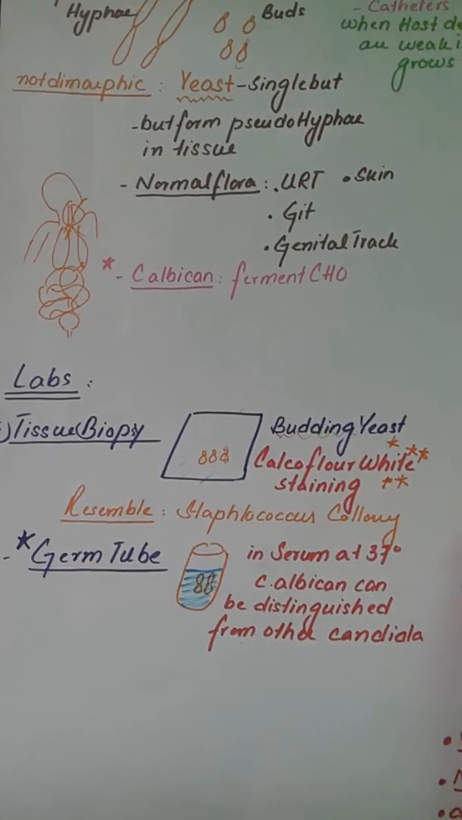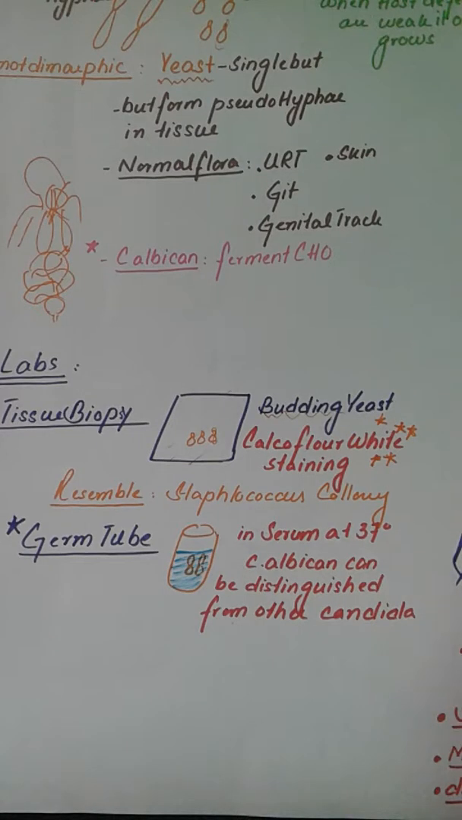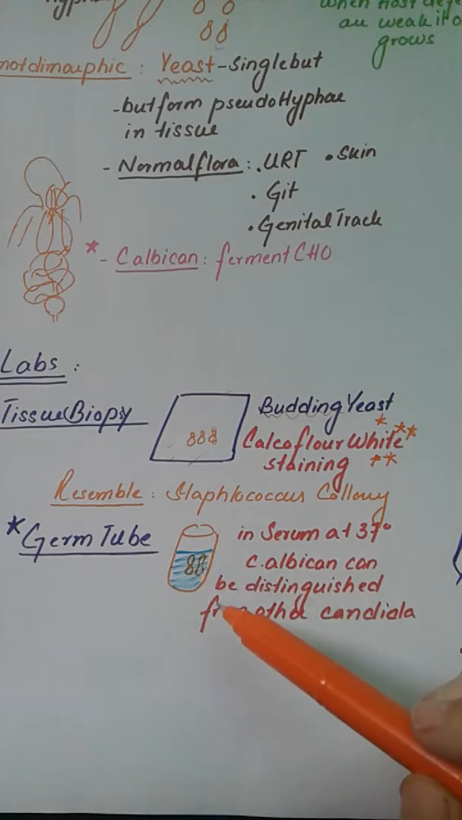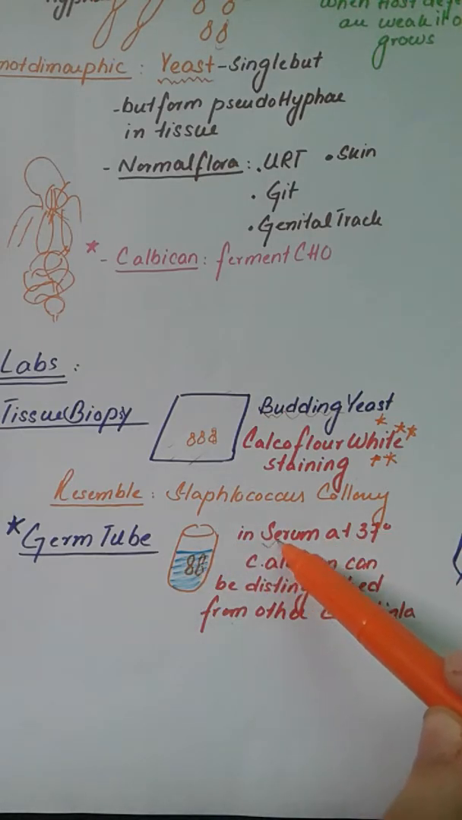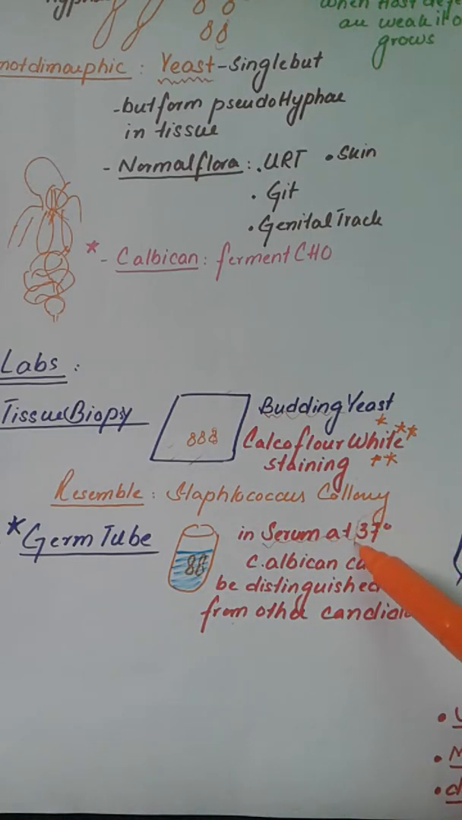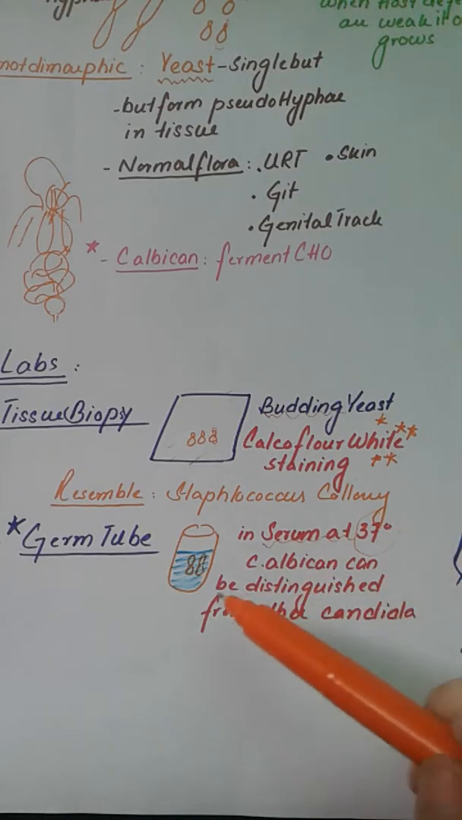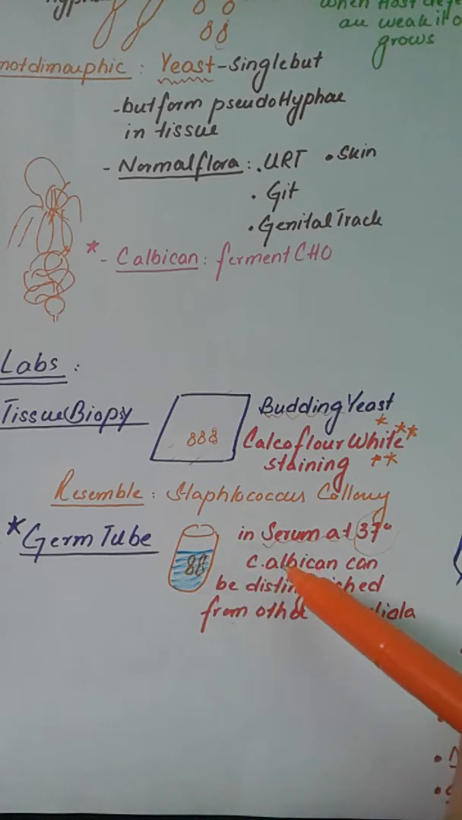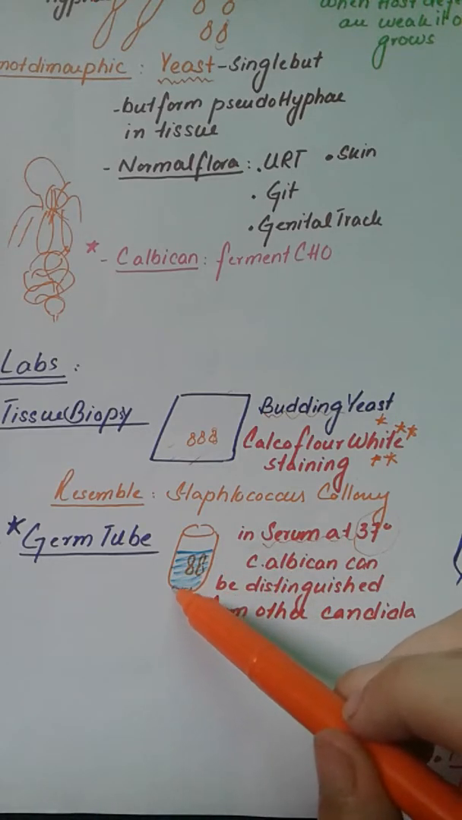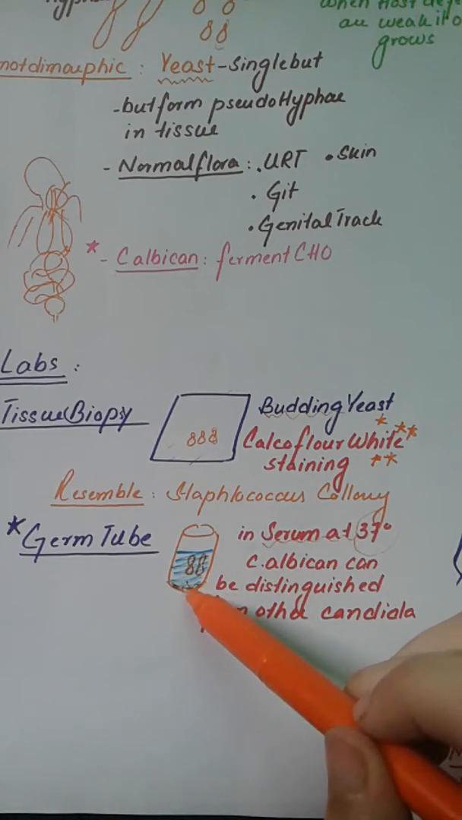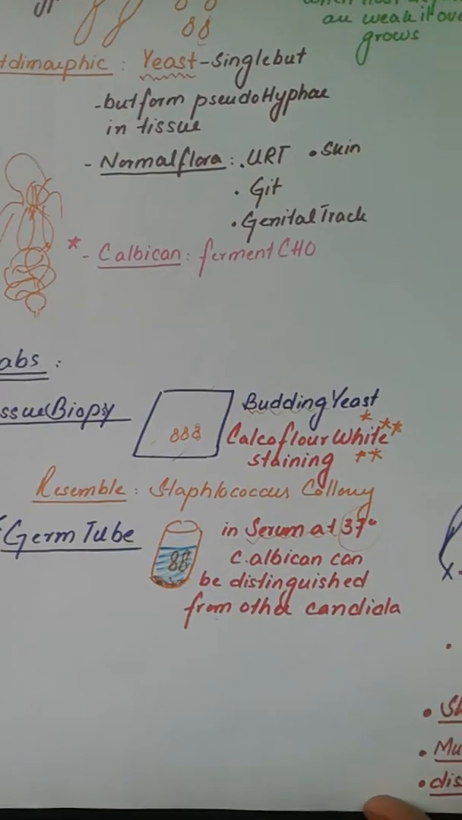And another test in order to differentiate C. albicans from all of the other Candida, because it is so widespread in this environment, is the germ tube test. In the germ tube test, we take serum and incubate it at 37-degree temperature, which is the normal body temperature, and this will differentiate Candida albicans from all of the other Candida species.